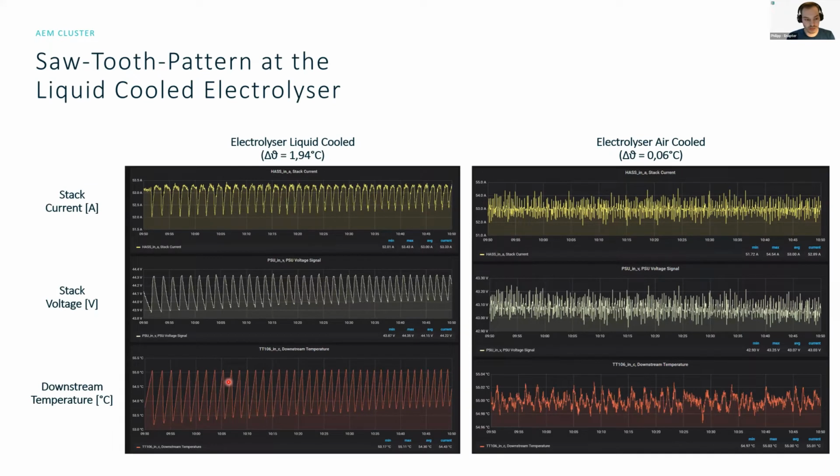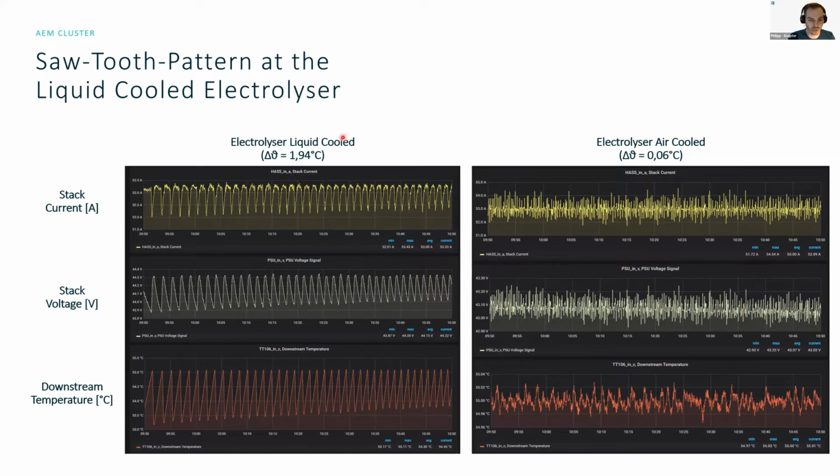So when we look a little bit zoomed out, we can see some differences. We have here the liquid cooled on the left side and the air cooled on the right side. And this is also a picture from our telemetry. We can see here in the lowest graph the temperature again, then above that, the voltage signal of the stack and the stack current. And on the left side for the liquid cooled, we can see that the temperature is toggling between roughly 53 and 55 degrees.